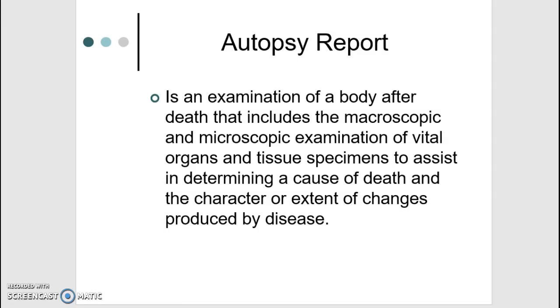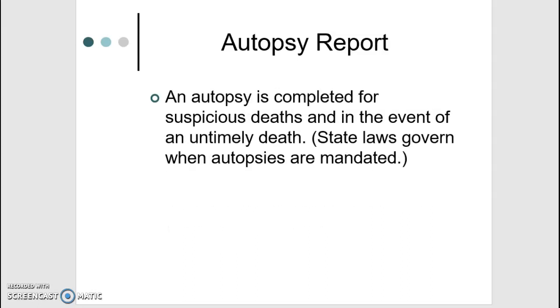Autopsy report. This is an examination of a body after death. This includes macroscopic. Okay, again, this is with the naked eye, gross examination. Microscopic, again, is with the microscope. This is of the organs, any tissues. They want to figure out the cause of death or extent of changes produced by disease. So then you have a report. This is completed for any suspicious death and sometimes untimely death. So if somebody's fairly young and dies of a heart attack, they will do an autopsy.